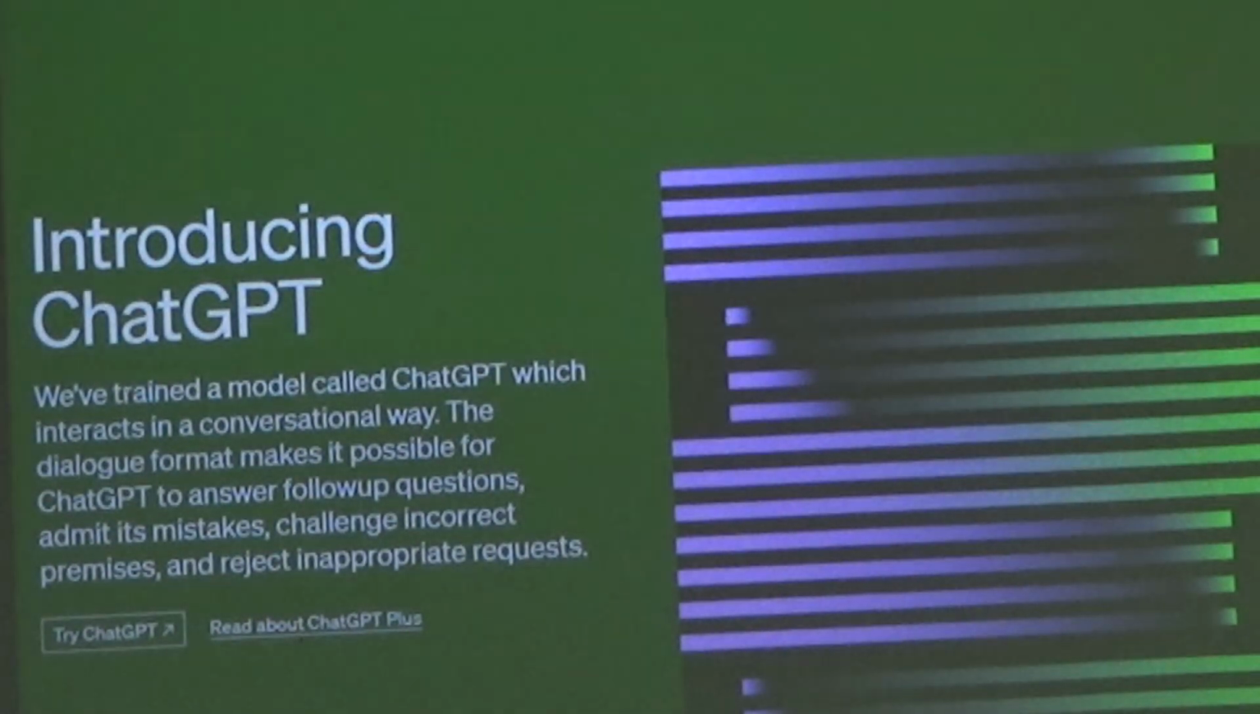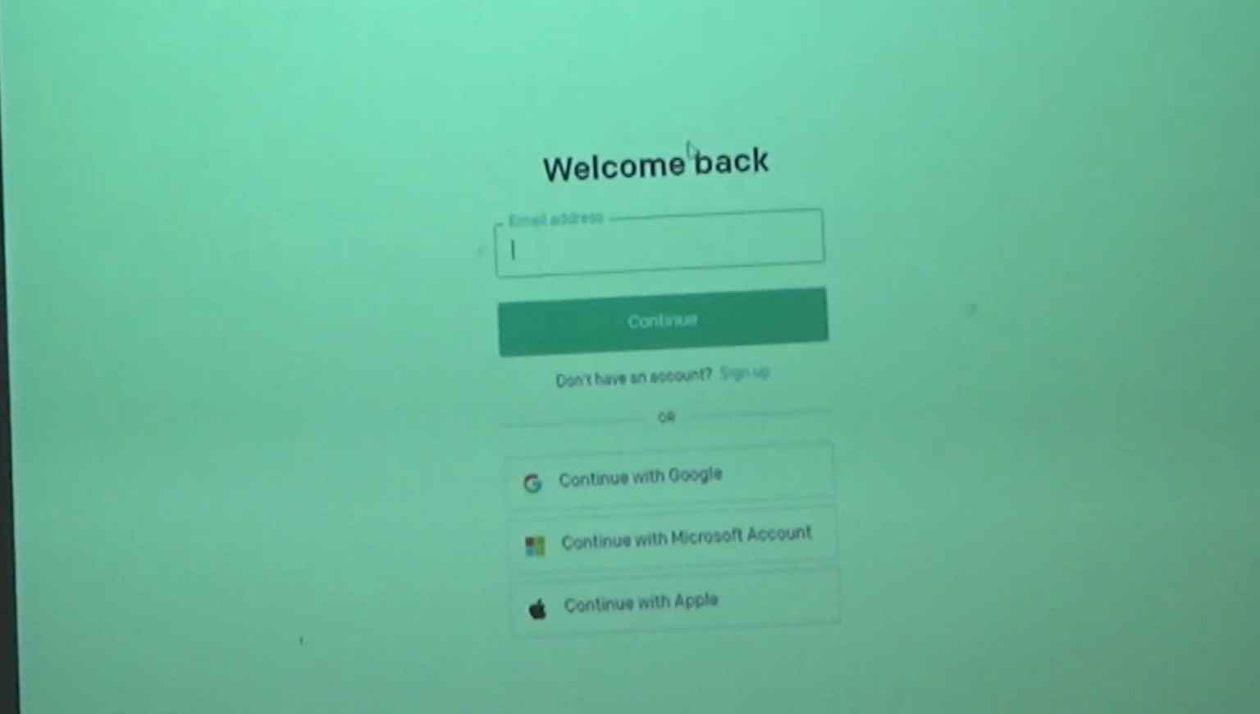You do have to sign up for an account. It's pretty easy to do. You just need like your email, birth date.